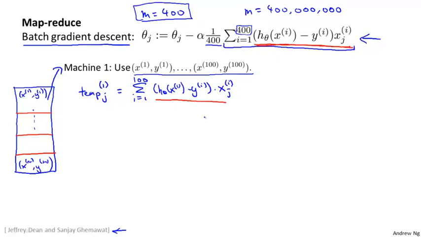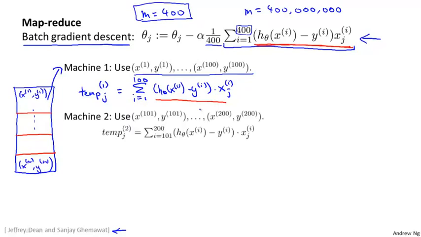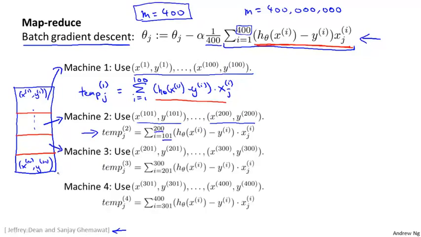And then similarly, I'm going to take the second quarter of my data and send it to my second machine. And my second machine will use training examples 101 through 200 and compute a similar variable, so a temp2j, which is the same sum but indexed from examples 101 through 200. And similarly, machines 3 and 4 will use the third quarter and the fourth quarter of my training set. So now each machine has to sum over 100 instead of over 400 examples, and so it has to do only a quarter of the work, and thus presumably it could do it about 4 times as fast.